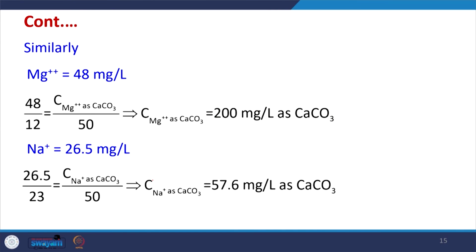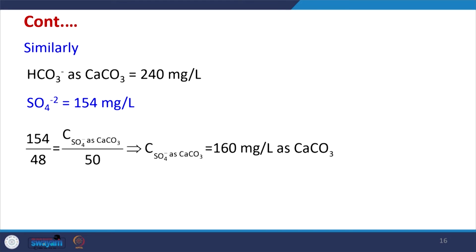Now, going further, similarly we can calculate with respect to magnesium. So, for magnesium 48 divided by 12, magnesium as CaCO3 divided by 50, it comes out to be 20 milligram per liter as CaCO3. Similarly, for sodium we convert, it comes out to be 57.6 milligram per liter as CaCO3. Remember, for sodium we have 23 as its equivalent weight, because it is only a single valency ion.